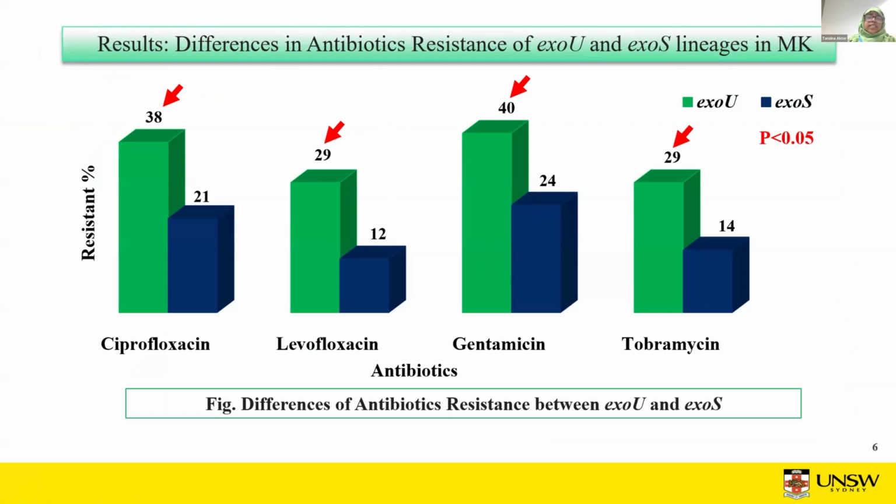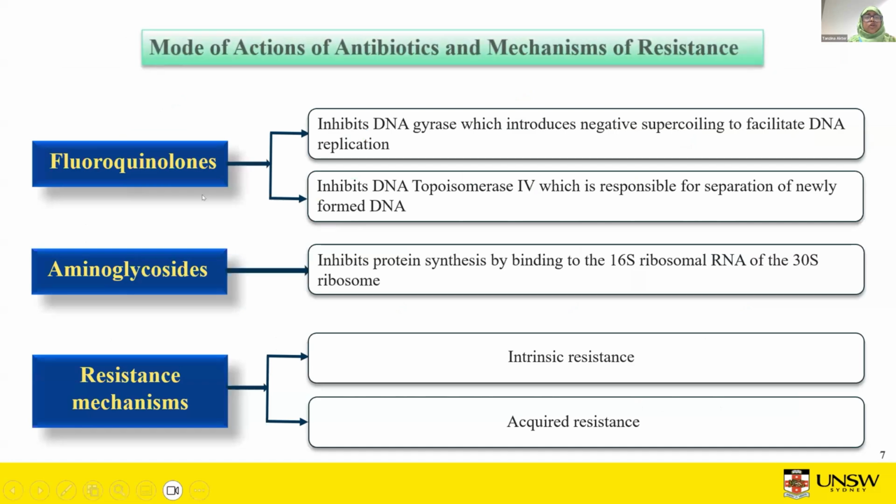Interesting, isn't it? So it is important to know which genetic material is associated with this resistance. Before going there, I would like to share the mode of action and mechanism of resistance in Pseudomonas aeruginosa. Fluoroquinolone antibiotics inhibit the DNA gyrase and topoisomerase enzymes, which are involved in DNA replication and separation of DNA to the newly formed cell, which are important for cell division and cell growth. And aminoglycoside antibiotics inhibit protein synthesis by binding to the 16S ribosomal RNA of the 30S ribosome.